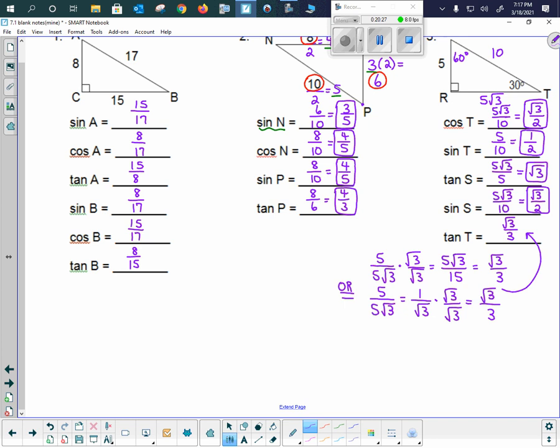All right, so really get down that SOHCAHTOA, practice with these, make sure you're fully reducing those fractions. Okay, come up with some sort of mnemonic so you can remember how to spell SOHCAHTOA. That's going to be the key. Good luck.